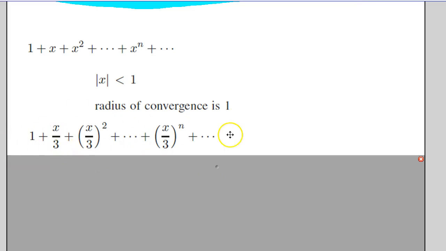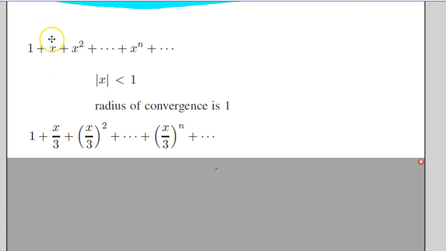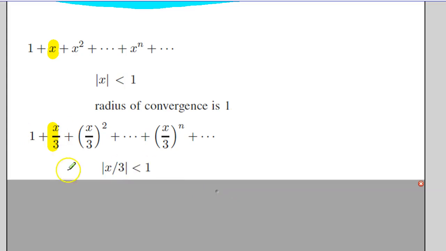In this case, when will this series converge? Using the fact that this is a geometric series, and we know that a geometric series converges when the common ratio is between -1 and 1, it makes sense that this series will converge when its common ratio is between -1 and 1. The only way that will occur is if this x over 3 value is between -1 and 1, or the absolute value of x over 3 is less than 1.